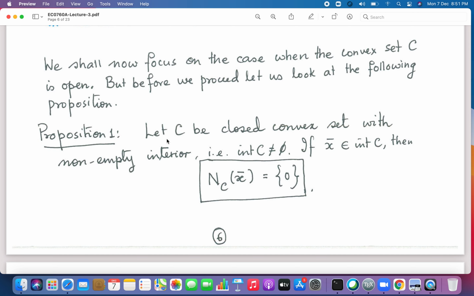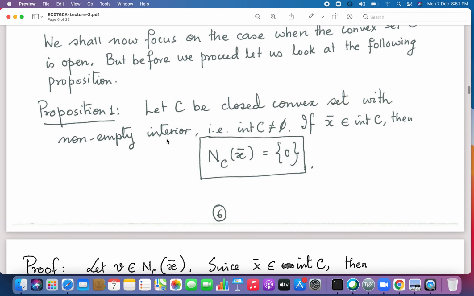So there cannot be any point outside to which this interior point is a projection. So for any situation, there's no way you can get a non-zero vector. It will always be 0.